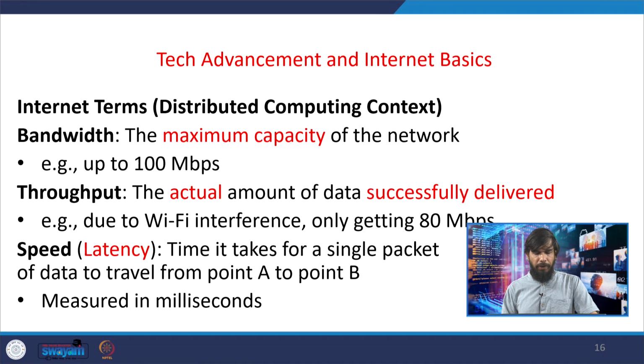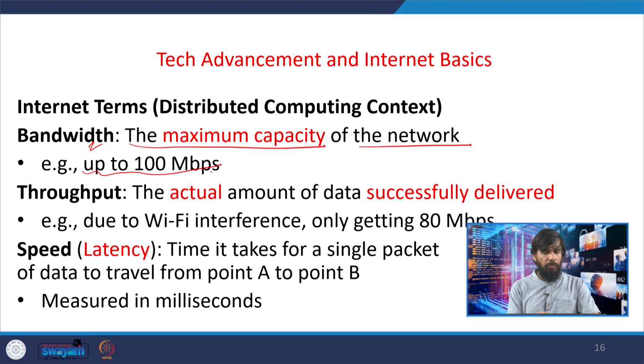So, maximum amount of data. Then there is some confusion that might arise when we say bandwidth, throughput and speed. So, to clarify the confusion, here we are defining it again. Bandwidth is the maximum capacity of the network. So, it could be like when we said up to 100 Mbps. Essentially that network has the capacity to transmit data at this rate, 100 megabits per second. So, when we say bandwidth, essentially we are talking about the maximum capacity.